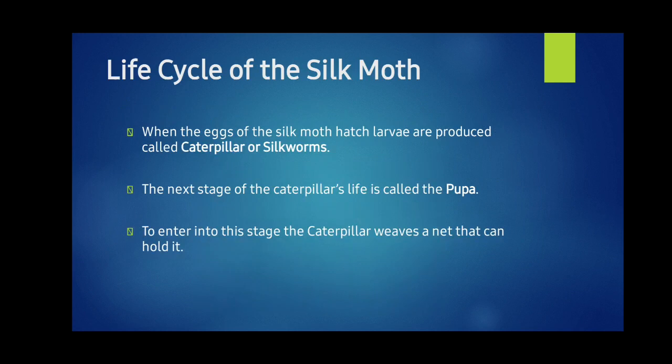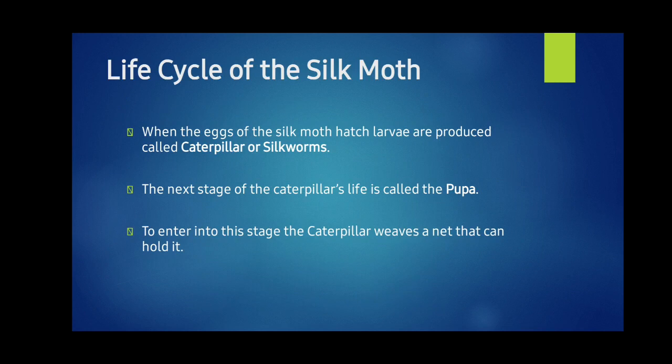Next, let's see how this silkworm will grow and how we get silk from them and how we convert it into yarns. Let's see detail about it. When the eggs of the silk moth hatch, larvae are produced called caterpillar or silkworms. The next stage of the caterpillar life is called pupa. To enter into this stage, the caterpillar weaves a net that can hold it.